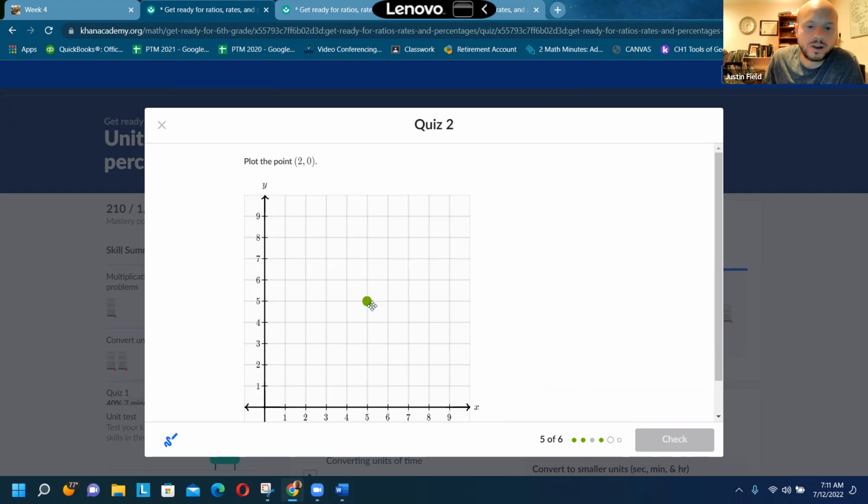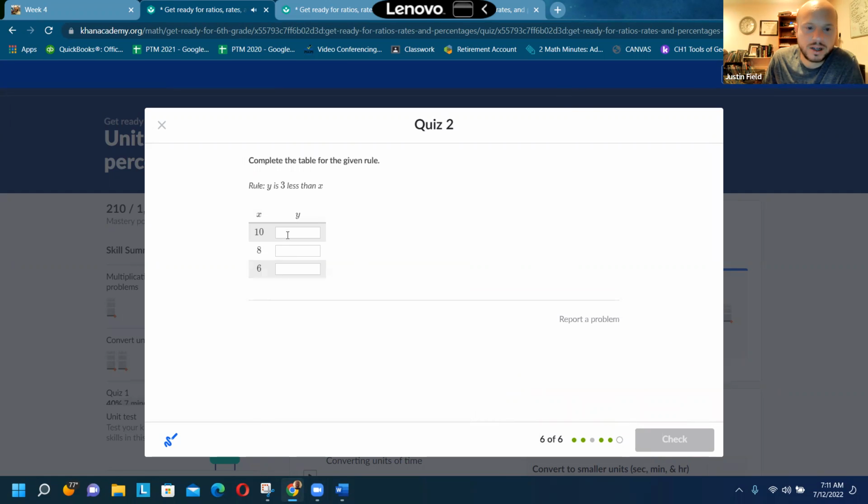Plot the point to 0. Okay. I should save that, but it's so easy, I just didn't. Okay, you can do this one.